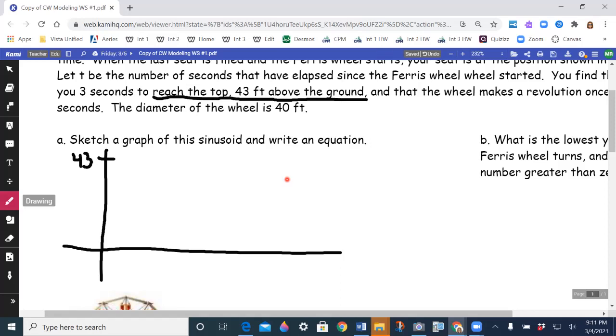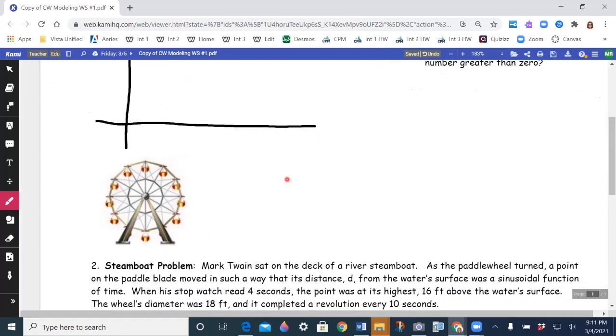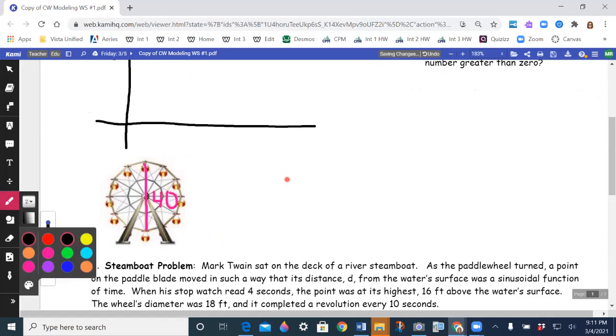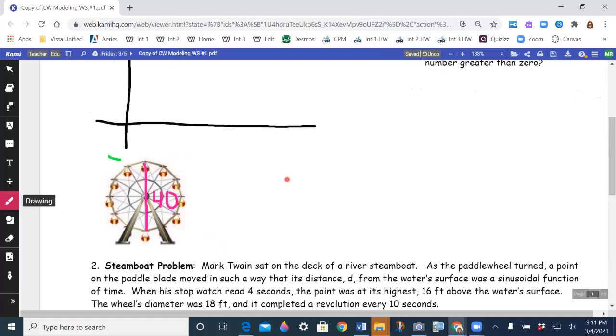Now it also tells us that the diameter of the Ferris wheel is 40. So what that means, let me just sketch down here for a second, okay? What that means is this diameter from here to here is 40. And we know that up here, the highest it reaches was that 43. And that this is 40 for the diameter. So that means that the lowest it's going to go is 3. And again, I know that this is 43, they told us. We know that the diameter is 40. So basically, if this is 43, 40 below is the lowest it's going to go. That puts me at 3.